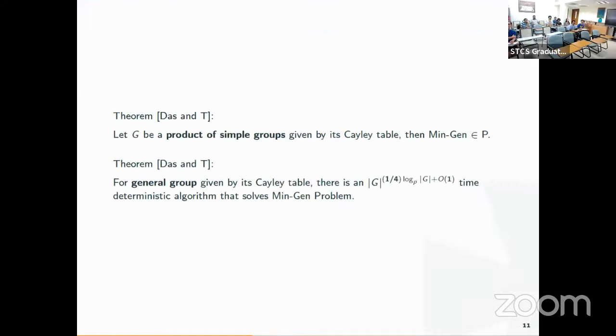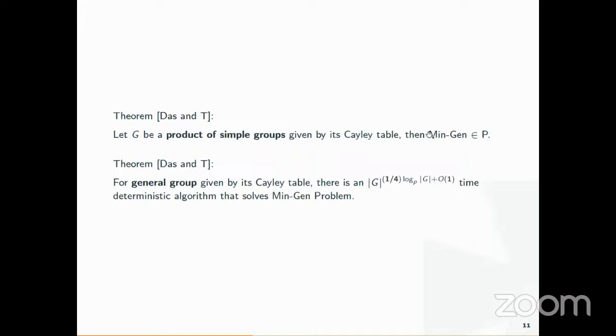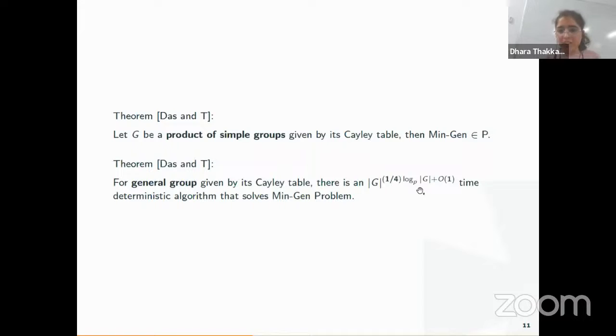What is P in the base of the logarithm? Here, P is the class of polynomial time algorithms. No, you have |G| to the 1/4 log_p |G|, right? In the second theorem. Oh, sorry. Yeah, that p is the smallest prime that divides the order of G. Okay. So in the trivial algorithm also we have this log |G| to the base p.